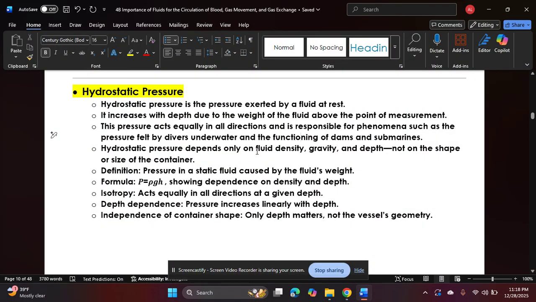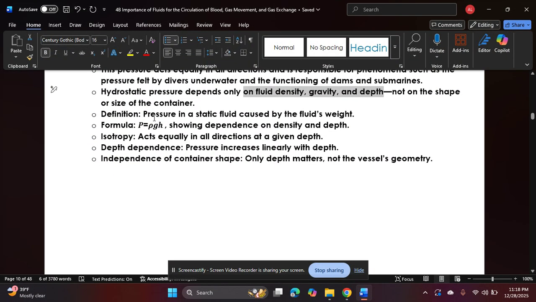Hydrostatic pressure depends only on fluid density, gravity, and depth, not on the shape or size of the container. So the shape or the size doesn't matter. What's important is the fluid density, the gravity, and the depth, right? Definition: pressure in a static fluid caused by the fluid's weight. Formula: hydrostatic pressure equals rho g h, right? Showing dependency on density and depth. So density, gravity, and depth, and that's why we have a little h here.